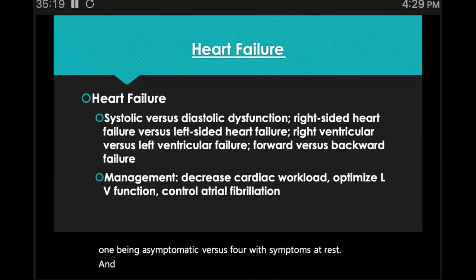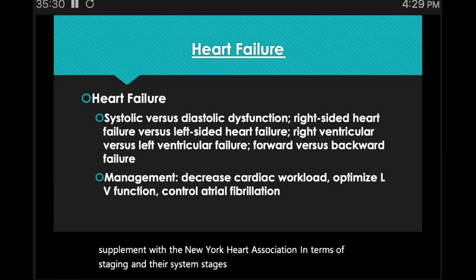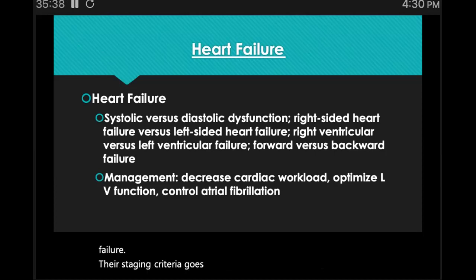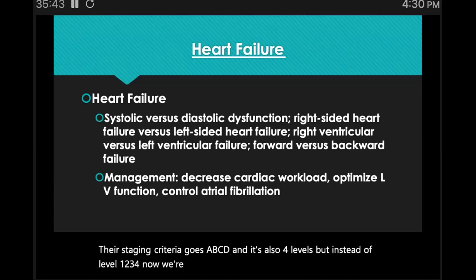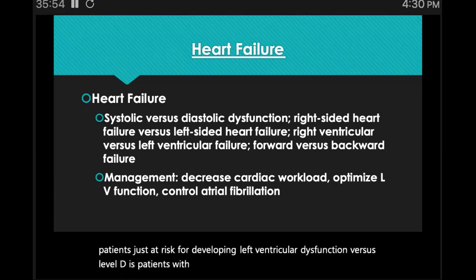And then you have the ACC and AHA guidelines that also supplement the New York Heart Association in terms of staging. Their system stages the progressive phases of heart failure. Their staging criteria goes A, B, C, D, and it's also 4 levels, but instead of 1, 2, 3, 4, now we're talking A, B, C, D. Their level A is patients just at risk for developing left ventricular dysfunction, versus level D is patients with refractory end-stage CHF. So again, it goes from the least to the worst.